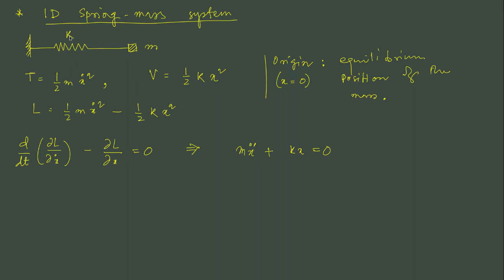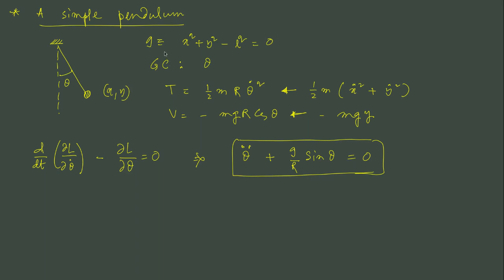That means if nothing is moving, wherever we find the mass to be when the spring is not compressed and not stretched, the equilibrium, we call it x equal to 0. With that definition, the potential energy is half k x squared, and the Lagrangian is half m x dot squared minus half k x squared, straightforward. The equation of motion from Lagrange's equation is m x double dot plus k x equals 0. We all know, it's straightforward.